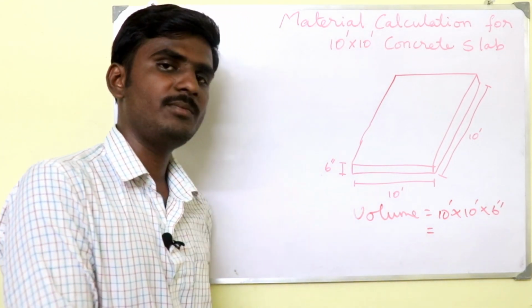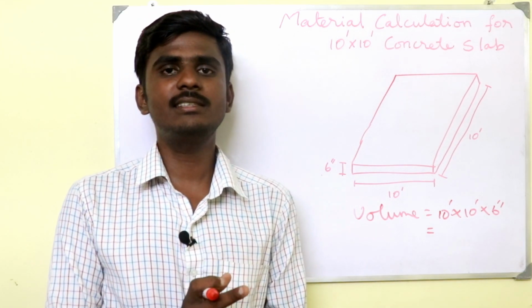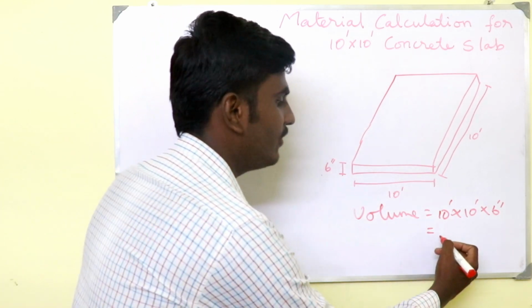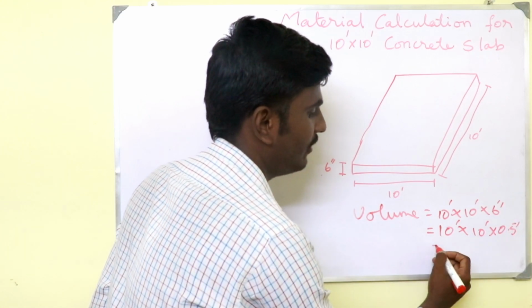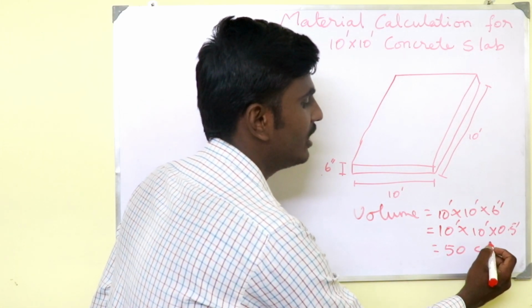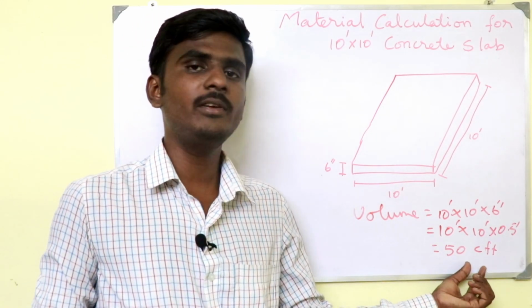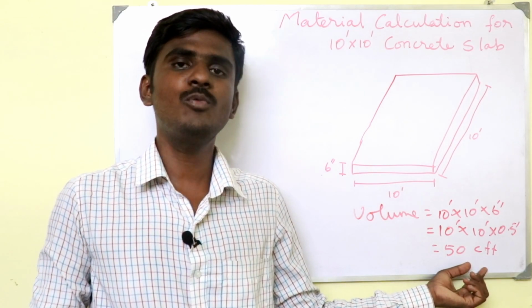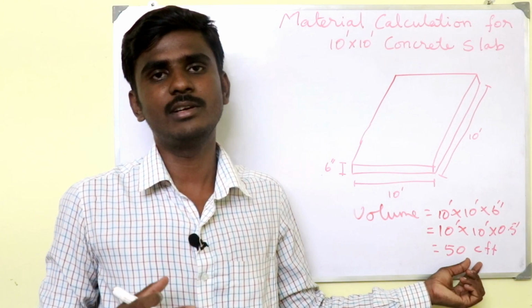So 6 inch, we know 12 inch is equal to 1 feet. For 6 inch it is 0.5, that means half a foot. So 10 feet by 10 feet by 0.5 feet is equal to 50 cubic feet. So first we know 50 cubic feet of volume should be made into concrete. Our question is how much cement, sand, and aggregates is required to make 50 cubic feet of concrete.